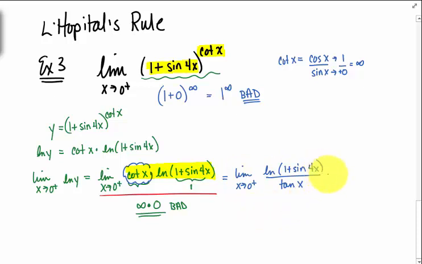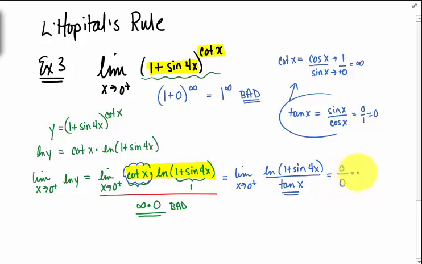Okay, so if we look at this limit, we've already evaluated the numerator. This is going to be the natural log of 1, which is 0. And if we evaluate the tangent of x, that's going to be the reciprocal of the cotangent that we did here. If we think about what happens to this as x goes to 0, we're going to get 0 over 1, which is 0. So this becomes 0 over 0, which is good, because now we can apply L'Hopital's rule to this limit. We're going to look at the numerator, apply the derivative, look at the denominator, apply the derivative. So let's do that.